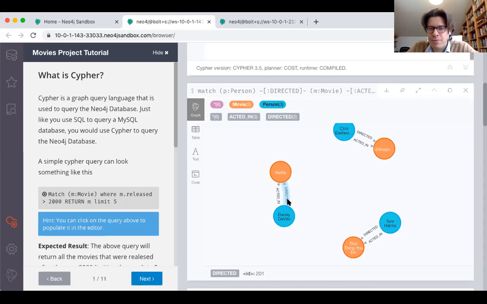Yes. All right. Any more questions on those examples before we switch to distributed graph processing?